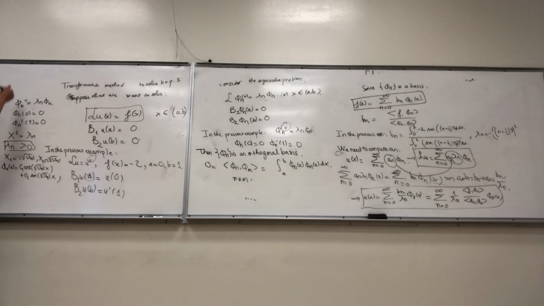Remember that? When you have a second order differential equation of the form x double prime plus bx prime plus cx is 0, the characteristic equation is a squared plus b a plus c is 0, right? So in this case, the characteristic equation is x squared is lambda n. When lambda is negative, you have two imaginary solutions. And because you have two imaginary solutions, you have cosine and sine. This is where you see cosine and sine.